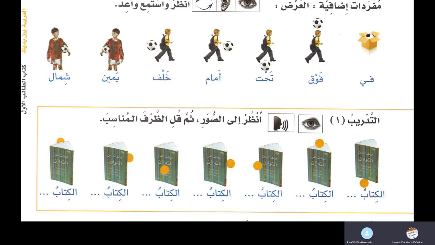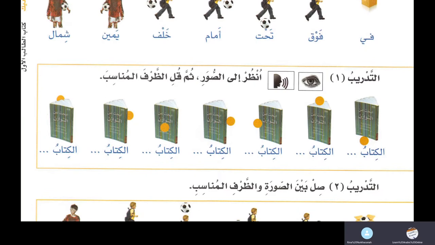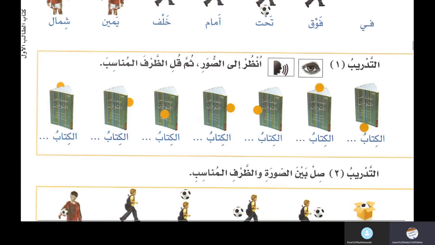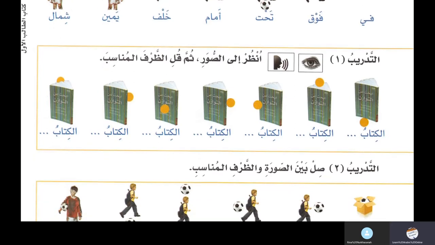Be in. Okay. The first exercise: look at the pictures, then say the appropriate preposition of place. So the book is under the table. So you will say the book, tahta. Just say tahta.